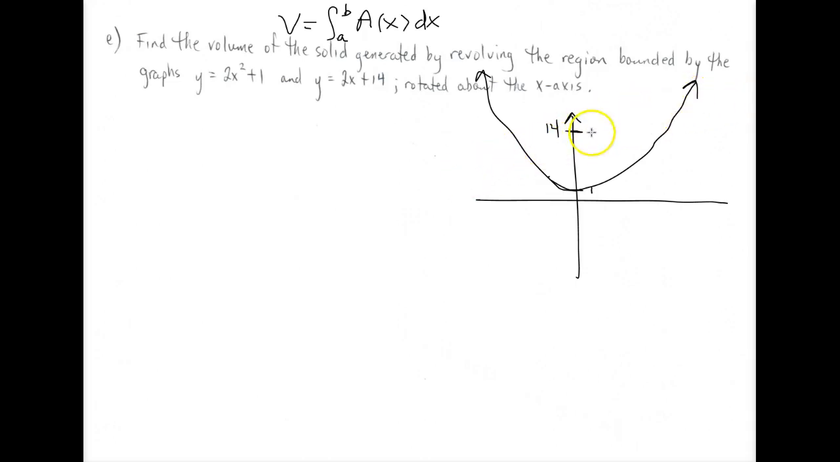And I'll go ahead and switch colors so that we can see the difference between the two curves. All right, so here, we'll have a line kind of coming through like this. And this would be our line y equals 2x plus 14. And of course, our parabola is going to be the 2x squared plus 1. So we'll go ahead and write that in. So y equals 2x squared plus 1.